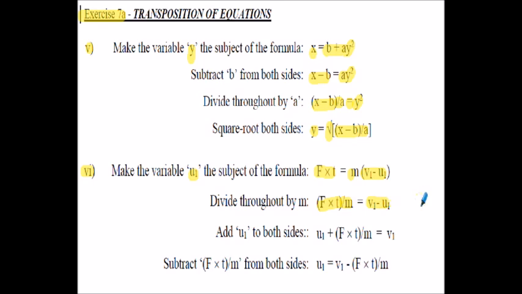On the next line I'm going to add u1 to both sides just to make it positive. So u1 plus the f times t divided by m is equal to v1, and then to get u1 as the subject I simply take away the f times t divided by m. So u1 is equal to v1 take away, in brackets, f times t divided by m.